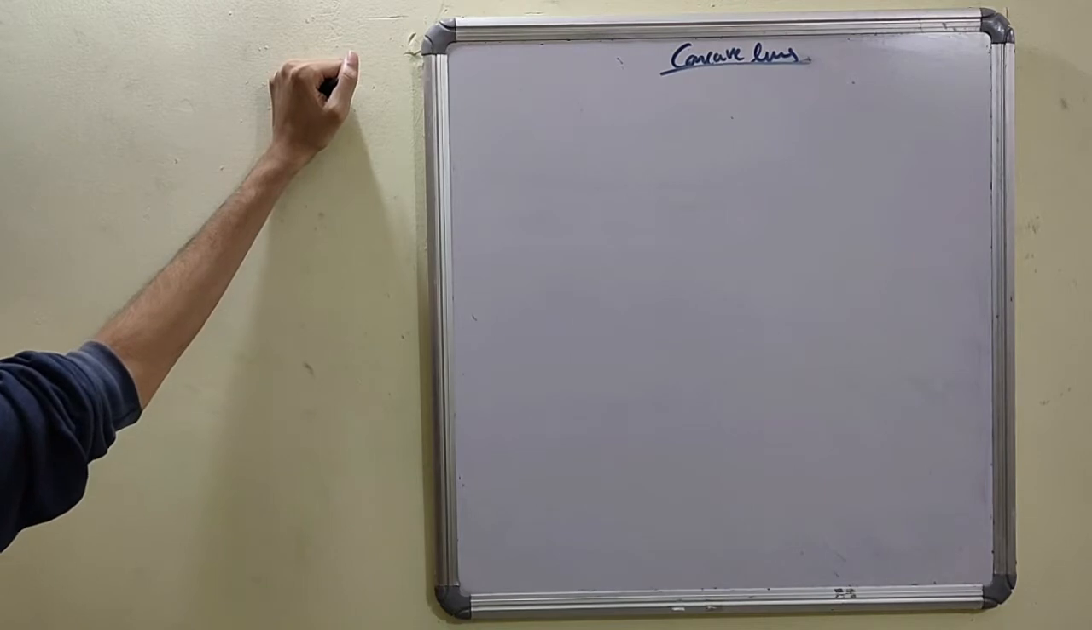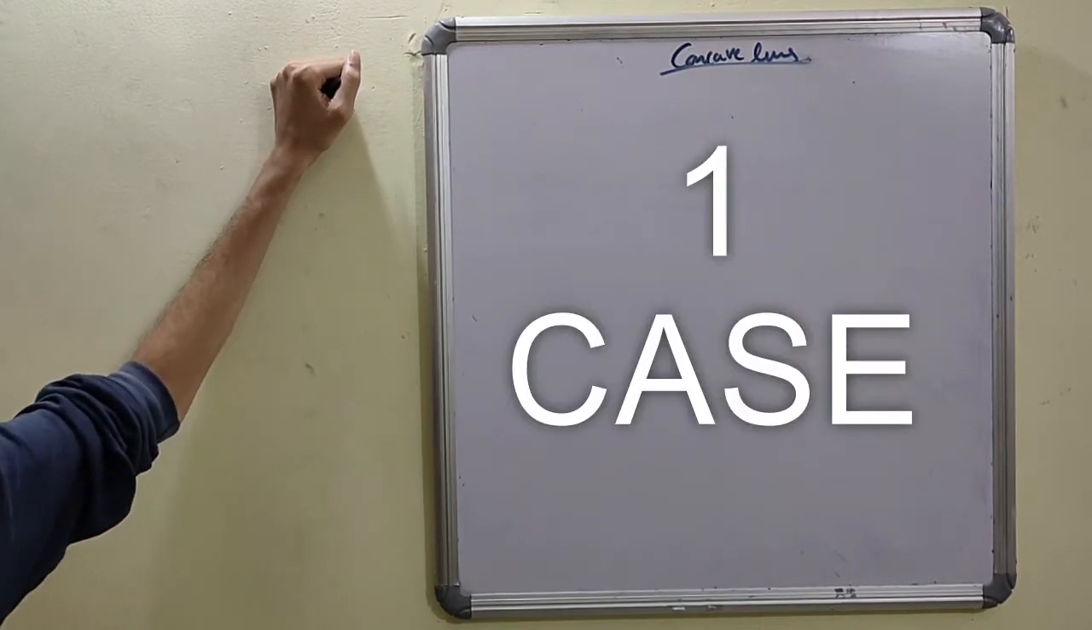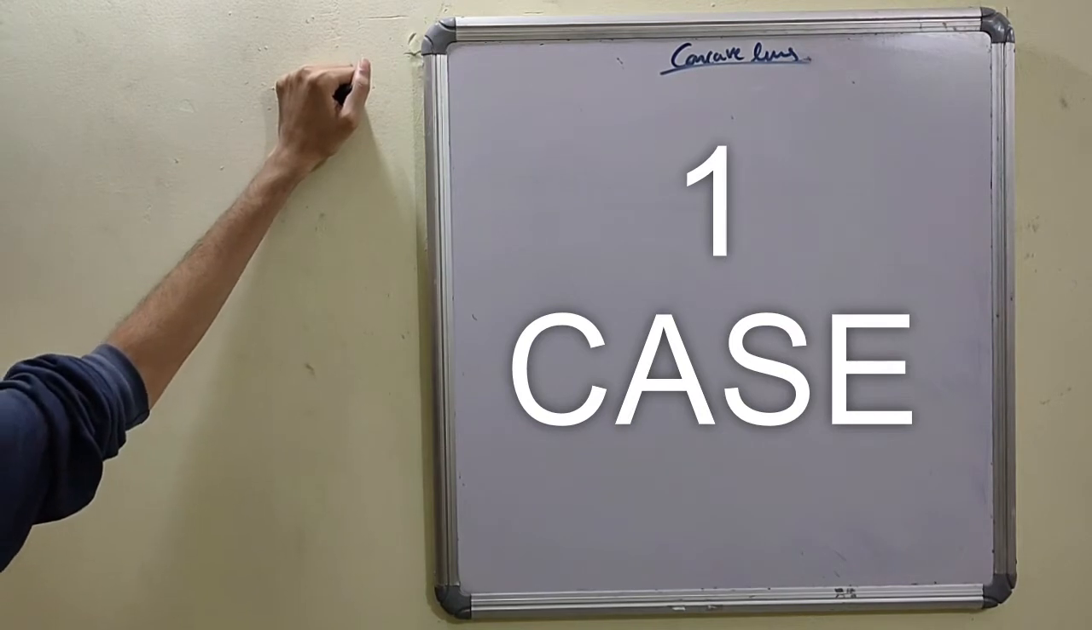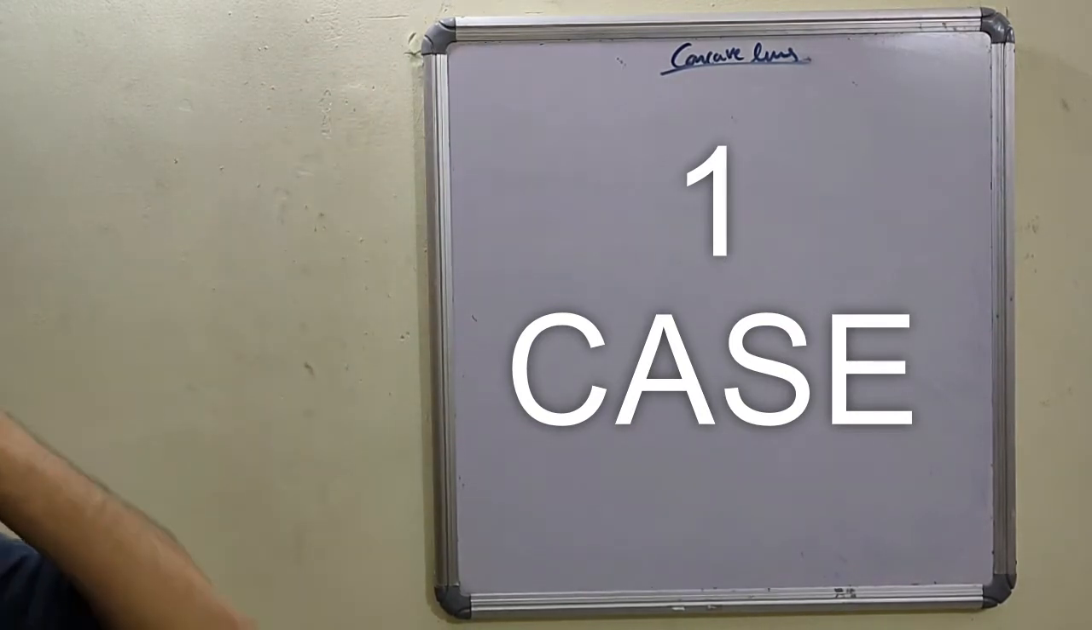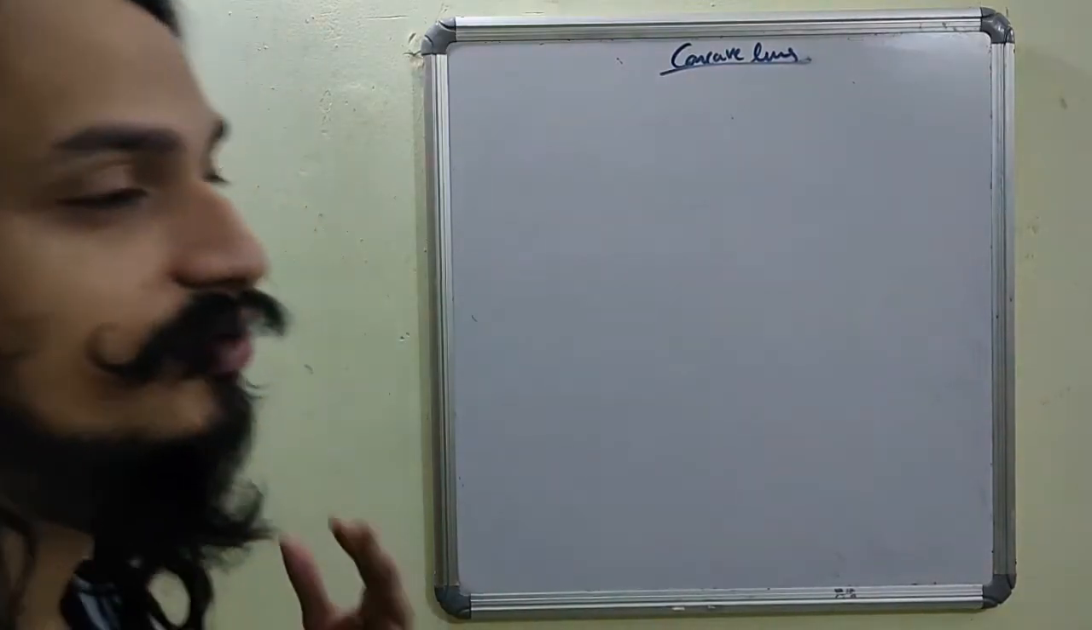Alright, excellent. So in a concave lens, there is only one case. No matter where you put your object, the image will always be formed in the same place, in the same manner. I will make one and I will also give you another one to try out on your own.